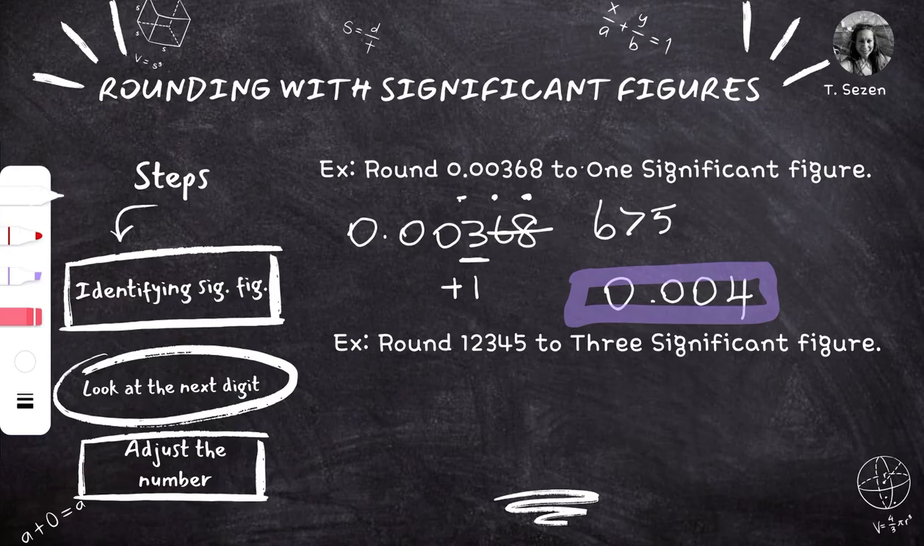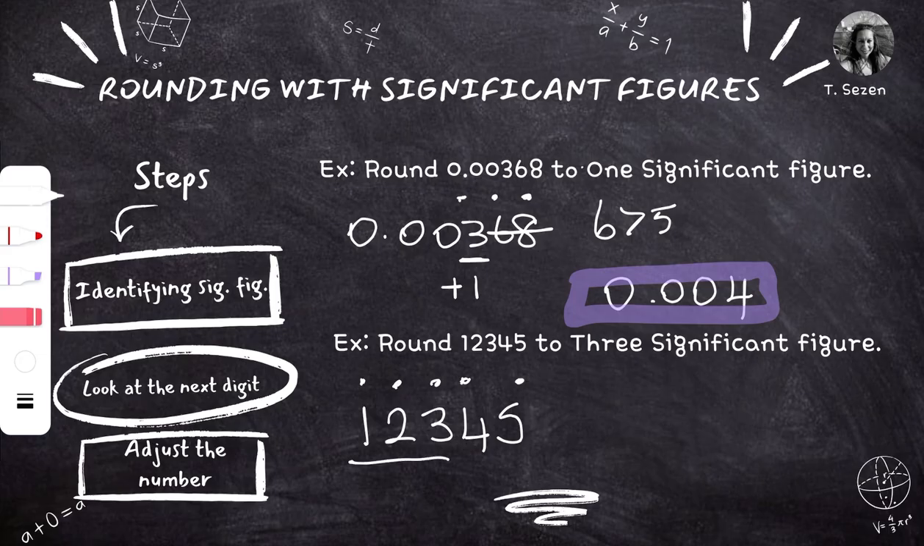Now let's round the number 12,345 to three significant figures. The number 12,345 has five significant figures, because all non-zero digits are significant. We want to retain three significant figures.